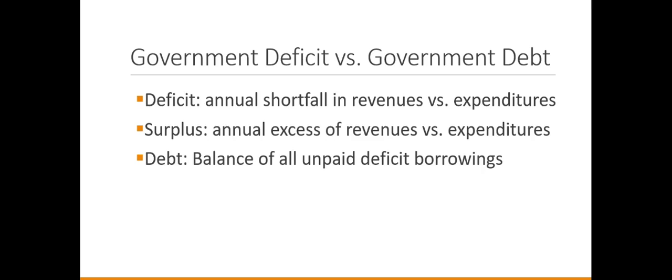And let's compare deficit to debt. Deficit is an annual measurement, an amount of activity over time, usually over a one-year period. Debt is a balance at a point in time, the balance of all unpaid deficit borrowing. So it's the accumulation of borrowings to cover deficits, less any debt paydown that has occurred over time. The deficit is an income statement kind of concept. It's a measure over a period of time, and debt is a balance sheet kind of concept. It's a measure at one point in time.